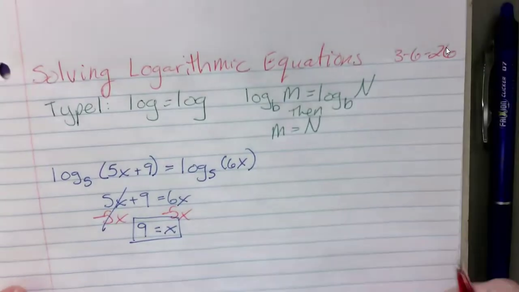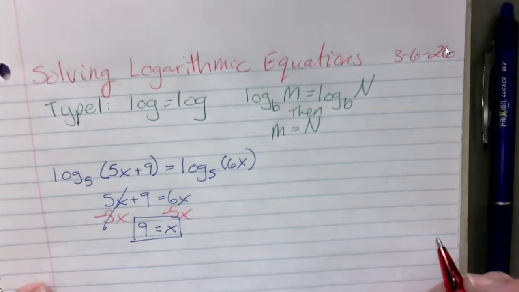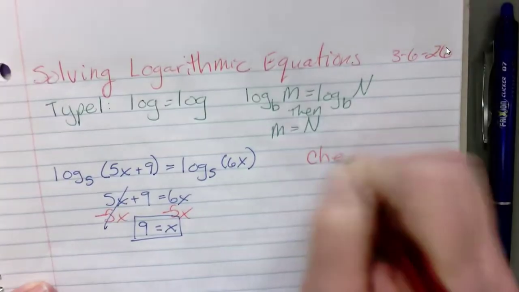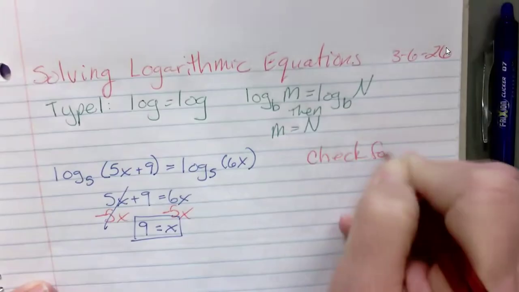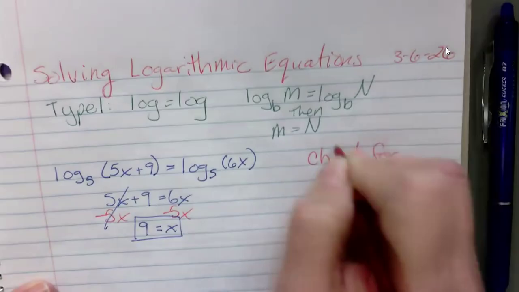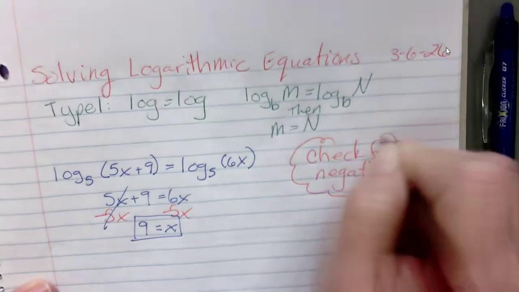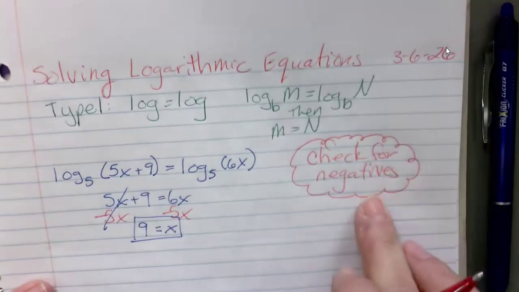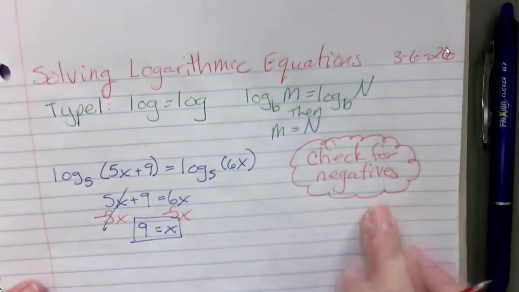But remember, step 4 says that we have to check for the extraneous answers. So I'm going to write check for negatives. We will do this so many times today that it'll make more sense in a minute. Put a cloud around it. When I grade your notebooks, I will be making sure and checking and taking off points if you do not make the check for negatives cloud.